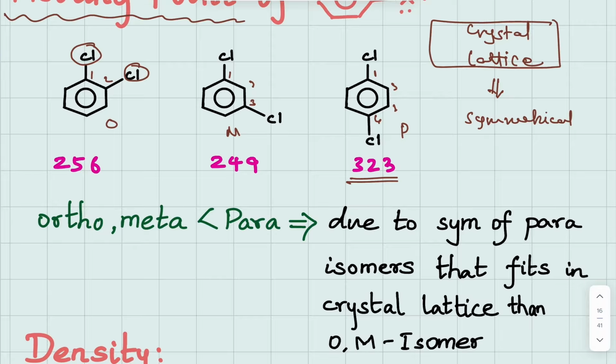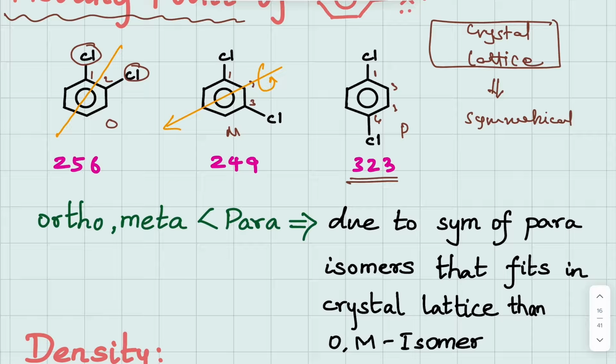Ortho and meta isomers are less symmetrical, so they generally have a low melting point. Suppose here I have the center of symmetry of these ortho derivatives. This is the center of the derivative. What about that? Here I have the center of rotation. If I rotate by 180 degrees, I get a similar possibility.